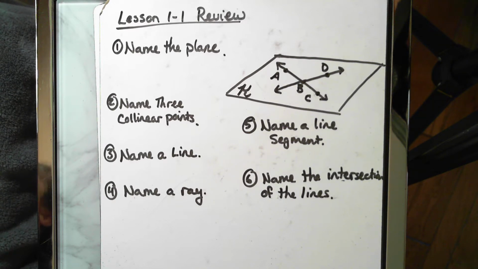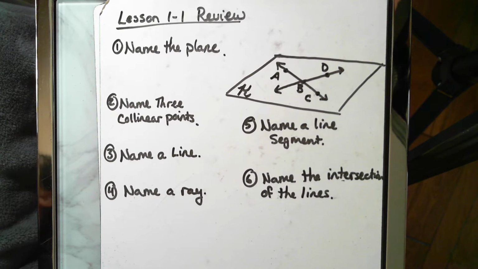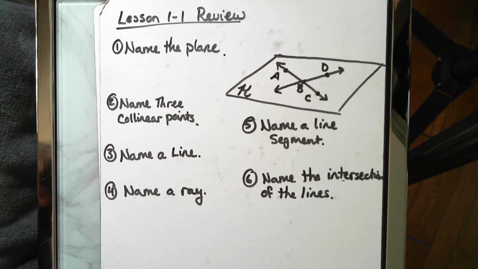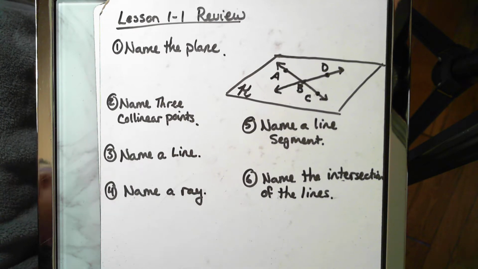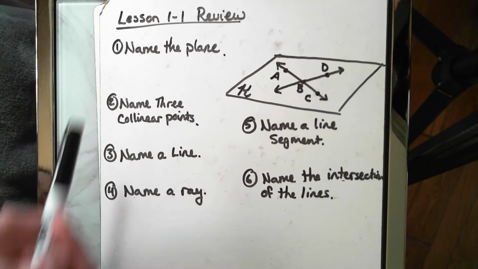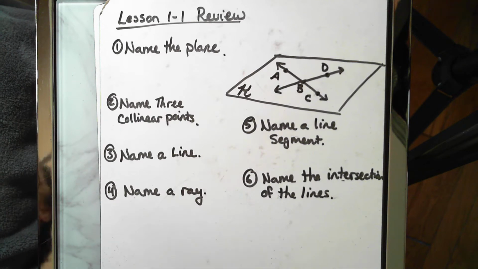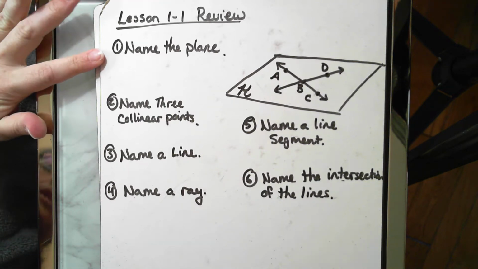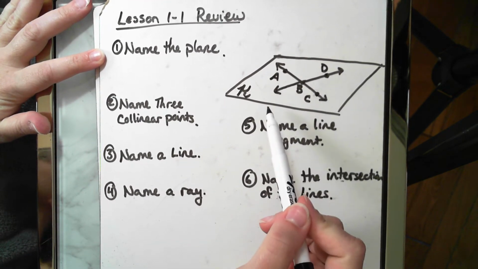The examples in this lesson were focused on naming things, but you'd also want to review the axioms and postulates that we talked about. So make sure you do that. But as far as naming things, let's do these few questions where we have to name things. In the first question, they ask us to name the plane that I have drawn here.